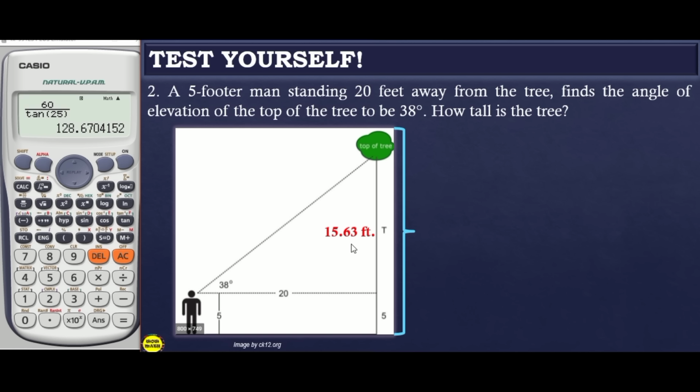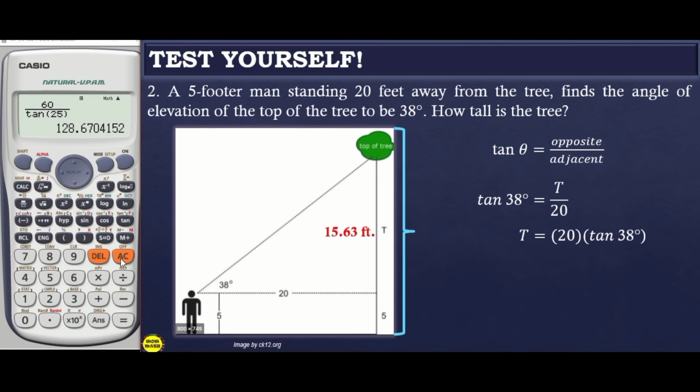So, we have, paano makukuha itong 15.63? Given po yung 15.63. Okay, so we have tangent, since given po yung ating opposite, and then adjacent, which is 20 feet. So, opposite, that is, okay, opposite is t, which is 15.63 feet, over adjacent, which is 20. So, by cross multiplication, we have t is equal to 20 times tangent 38 degrees.